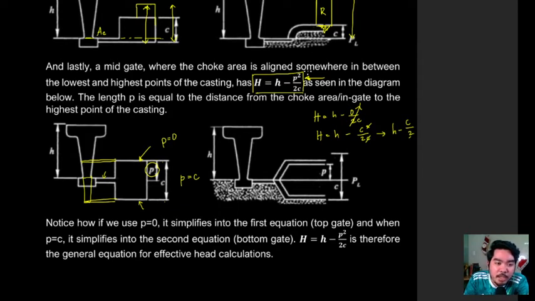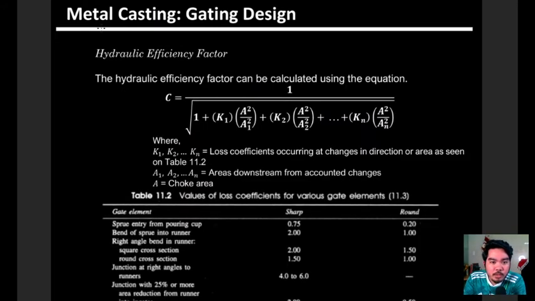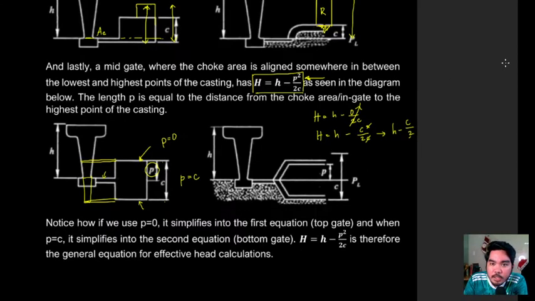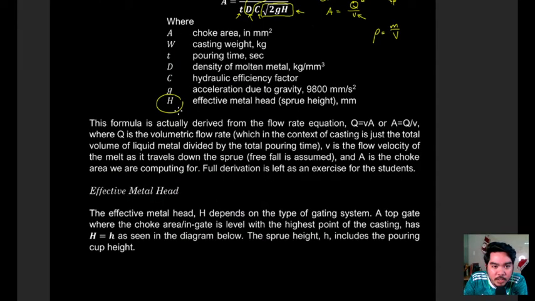So, whether you have a top gating or a bottom gating, you can just derive it from this general equation. Okay? So, we're done with the first one. We're okay with the effective metal head.